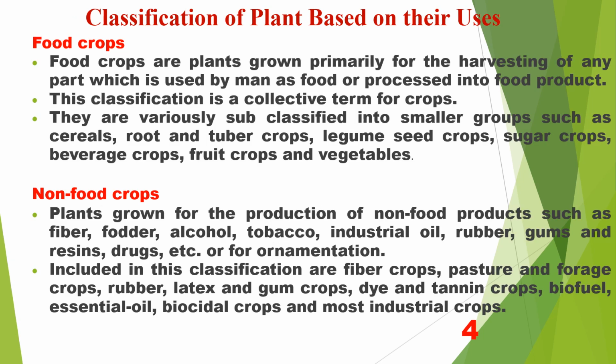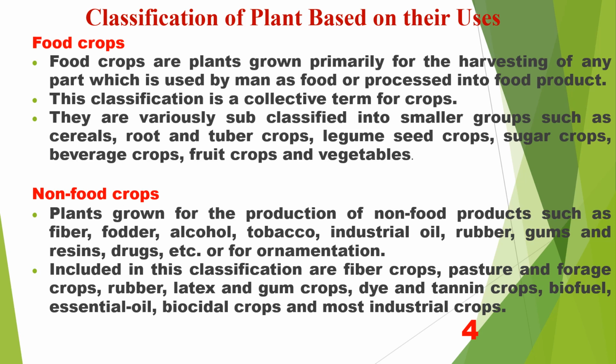Classification of plants based on their uses. We can also classify plants on the basis of their uses: food crops and non-food crops. So what are food crops? Food crops are plants grown primarily for the harvesting of many parts which are used by man as food or processed into food products. This classification is a collective term for crops.